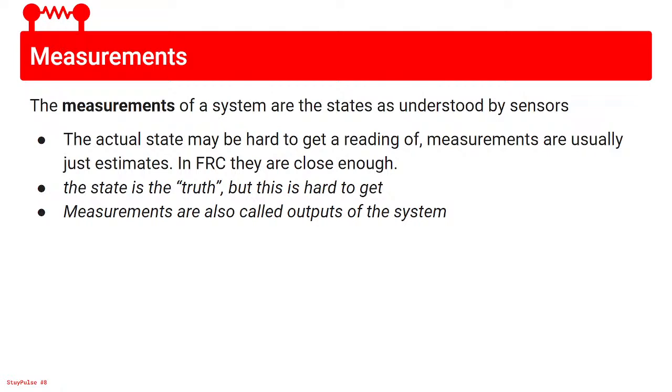So you can also think of the state as the truth. This would be like if at every instant you pulled out 2 rulers and measured where your robot was on the field, that would be the truth state of your robot. But of course that's hard to get, and you can only understand where your drivetrain is from the sensors. Measurements are also called outputs. That is from a more advanced equation, and output is a confusing word because it's the complement of input, so I will not call it output. It's just a measurement.